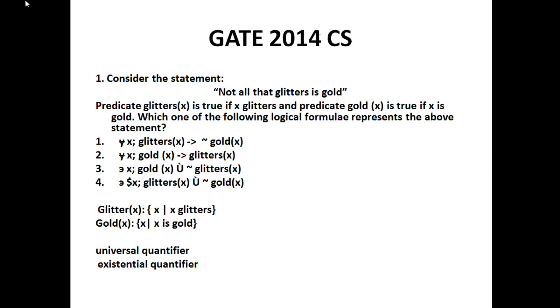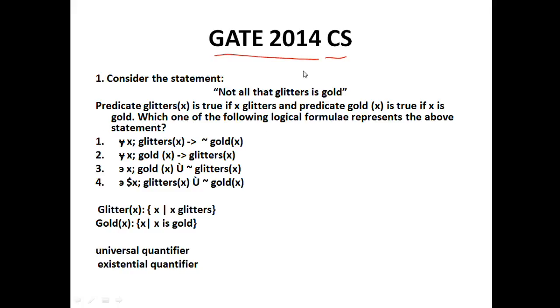We'll solve previous year papers and we'll learn some new concepts. So the first question that we are solving is from the GATE 2014 CS paper, and it is from mathematical logic. It says, consider the statement, not all that glitters is gold. Predicate glitter(x) is true if x glitters, and predicate gold(x) is true if x is gold. Which one of the following logical formulas represents the above statement?